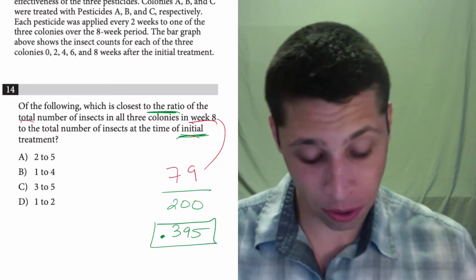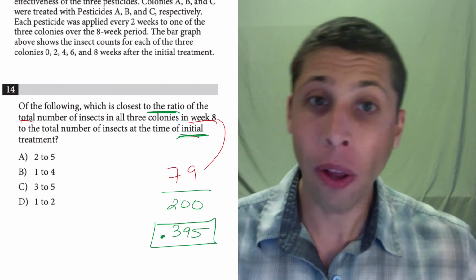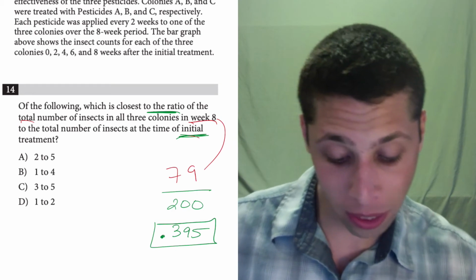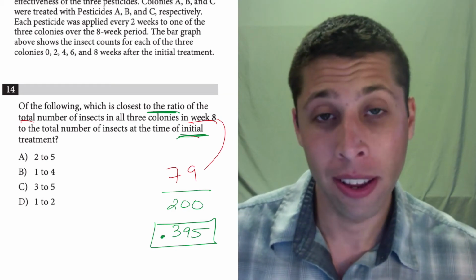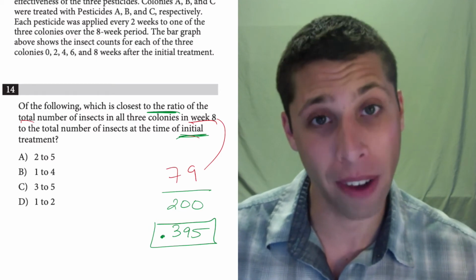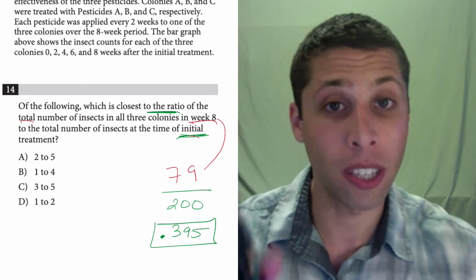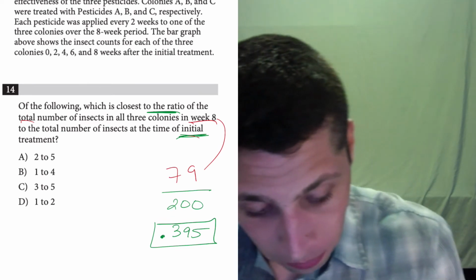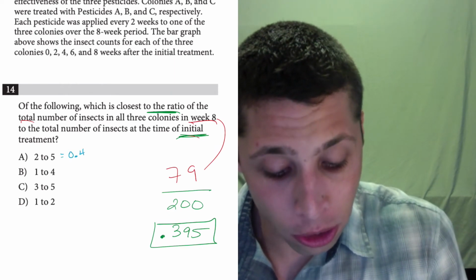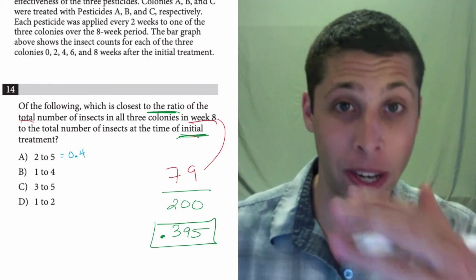So how do I figure out which of these answers matches up with my decimal? Well, the thing with ratios is that they're supposed to be consistent, right? So for example, in choice A, 2 to 5 is the same exact thing as 4 to 10. Try it in your calculator, right? 2 divided by 5 and 4 divided by 10 give you the exact same thing. It's 0.4. So what we're really going to do here is convert these ratios into decimals, because that's the easiest way to compare them.